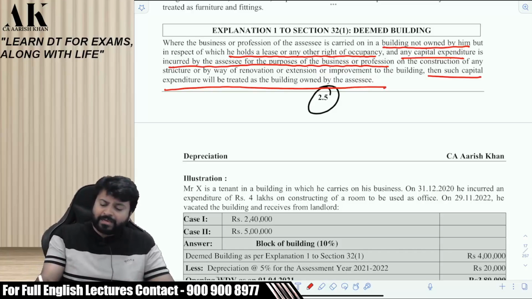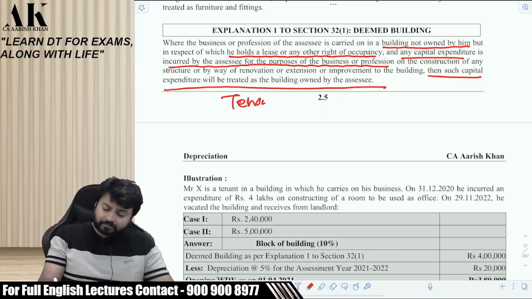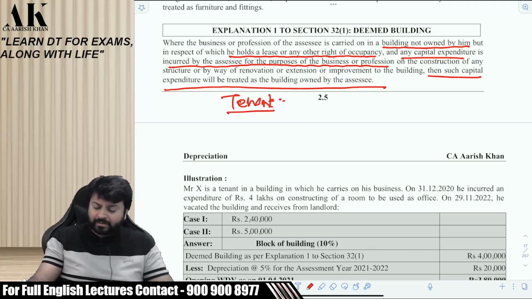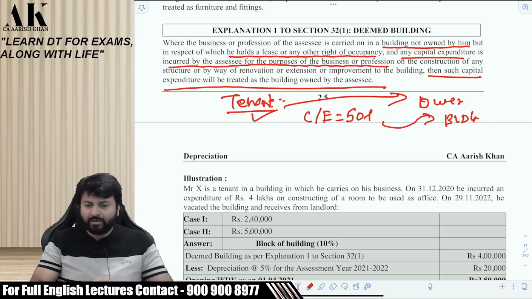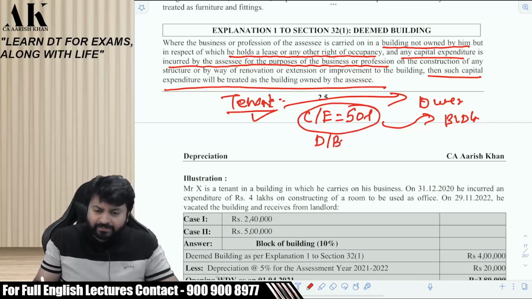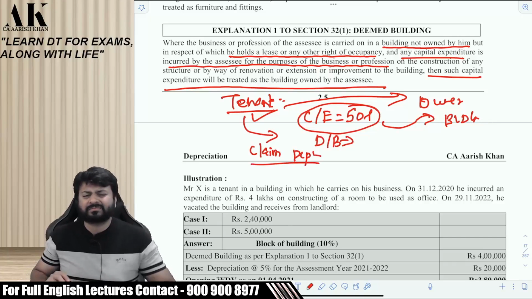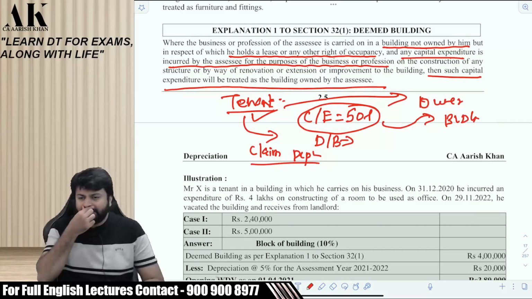So listen carefully. I am again putting something over here. Pay attention on the board, please. The tenant is here. The tenant is so desperate that he is ready to do a capital expenditure of 50 lakhs on the building owned by the owner so that he can do his business properly. So this will be considered as a deemed building, and the tenant will claim depreciation. And the tenant will claim depreciation or not?